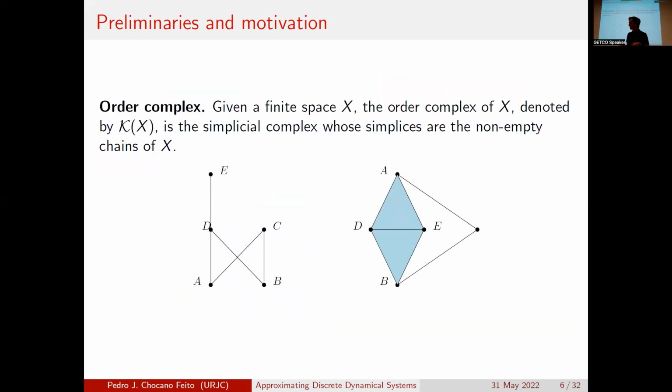We can also relate more structures to a finite space. Okay, this one is the order complex. If we have a finite space, the order complex is just the simplicial complex whose simplices are the non-empty chains of X. Okay, here we have a trivial example. On the left, we have the Hasse diagram of a finite space. And on the right, we have the order complex of this finite space.